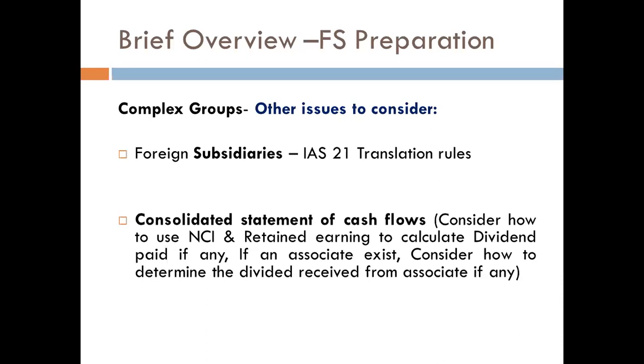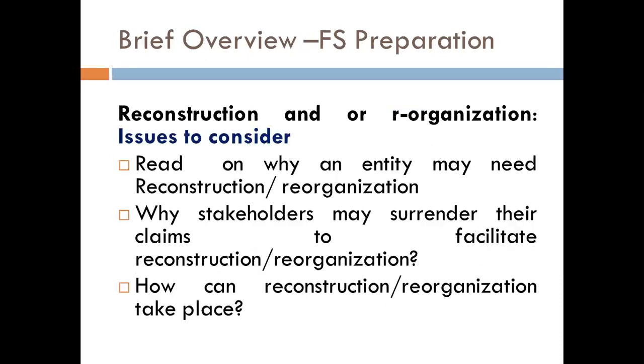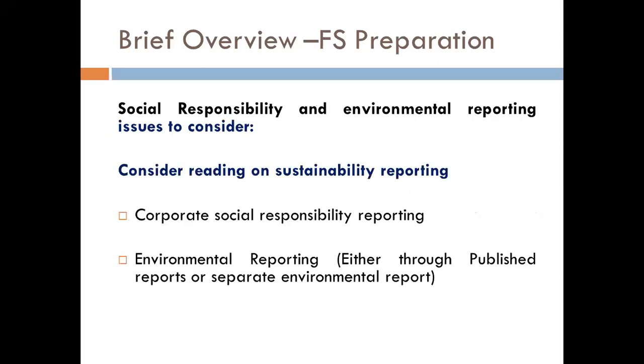Complex groups, we also have other issues to consider. I have already talked about this: the reconstruction and the reorganization. What do you need to consider? Let me go quickly so that I leave some time for you to ask questions. You need to read on why an entity may need reconstruction, of course, because maybe it has financial difficulties, and in that case, reorganization or reconstruction. Maybe some stakeholders might be required to surrender their claims. Why should they decide to do so? And how does that reconstruction take place if they decide to do so? Those issues might be under reconstruction, and probably you need to look at that.